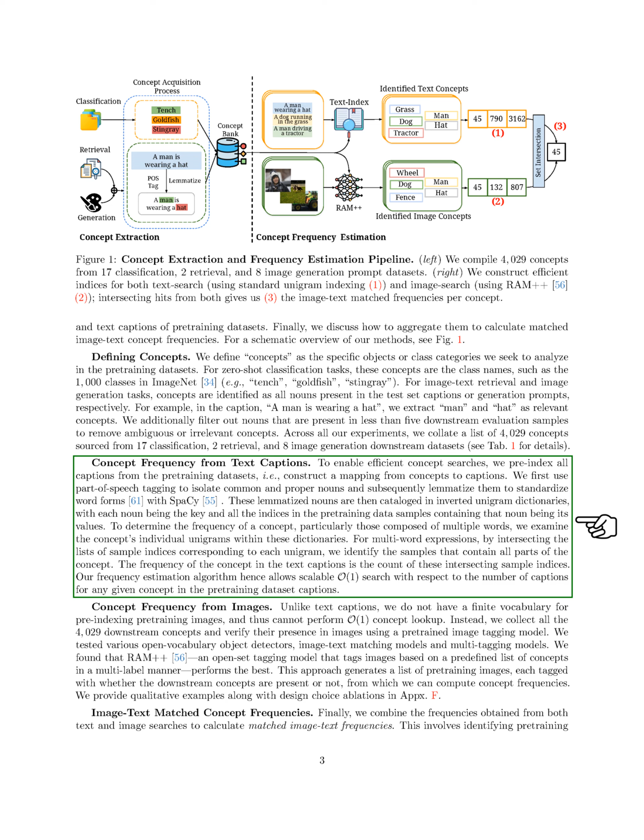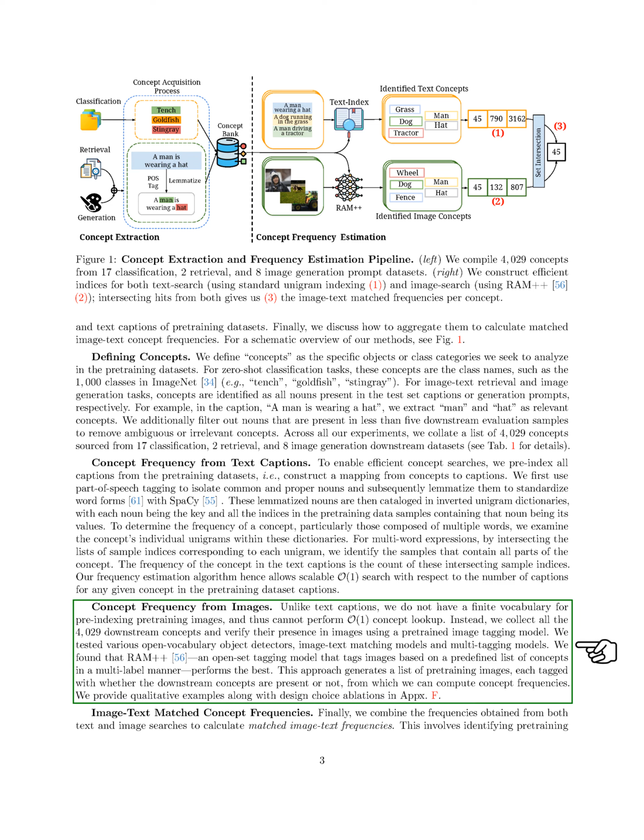For obtaining concept frequencies from images, we use a pre-trained image tagging model to verify the presence of the 4,029 downstream concepts in images. We found that the RAM++ model performs the best for this task. By tagging images based on a predefined list of concepts in a multi-label manner, we generate a list of images labeled with the presence or absence of downstream concepts, allowing us to compute concept frequencies.